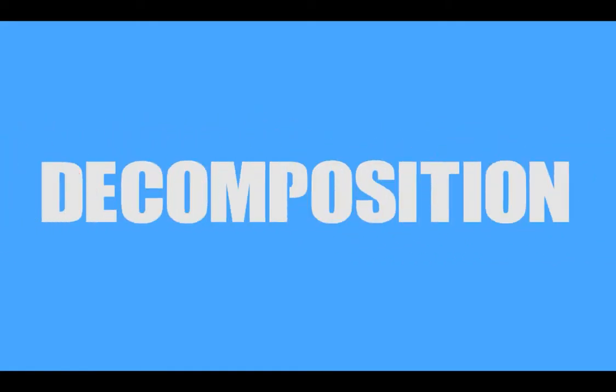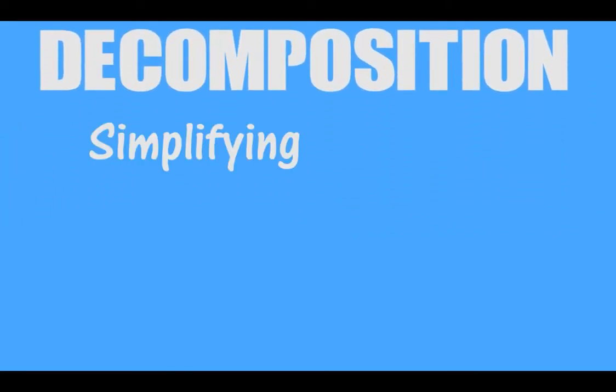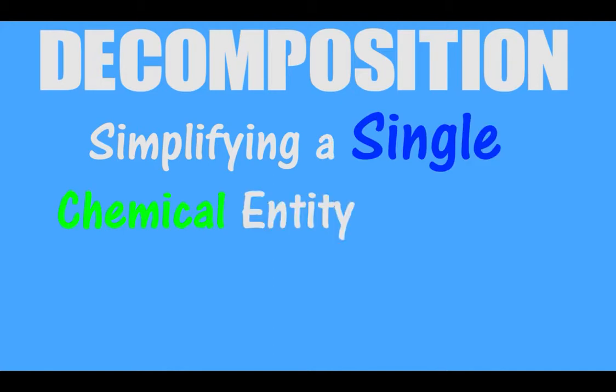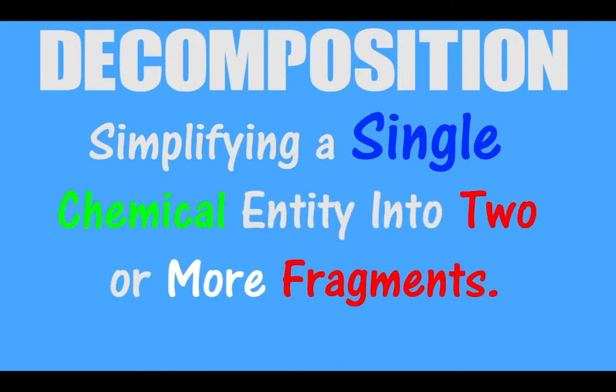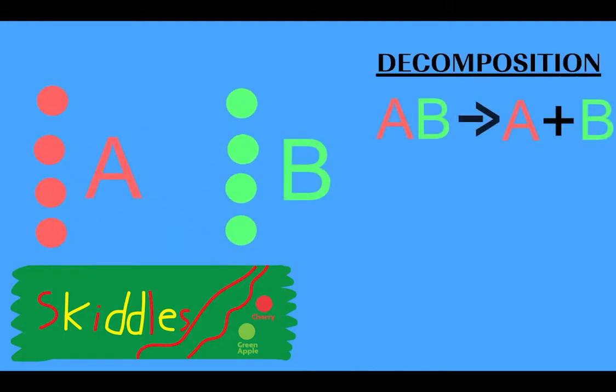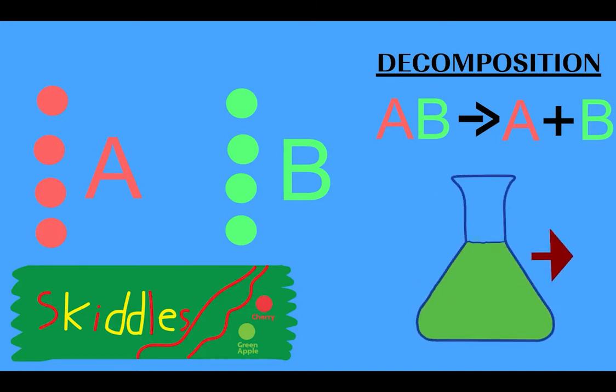Decomposition: simplifying a single chemical entity into two or more fragments. The way you can think of this is like sorting a pack of red and green Skittles into Group A and Group B. The formula for decomposition is AB equals A plus B.